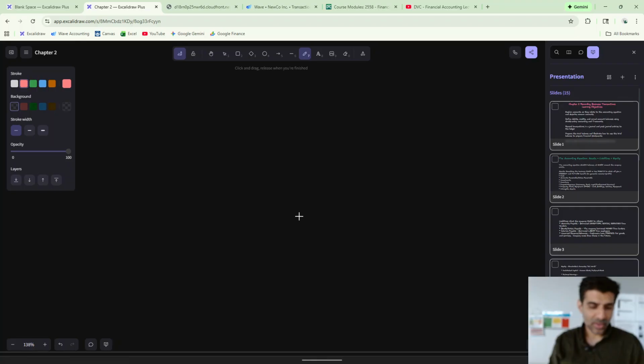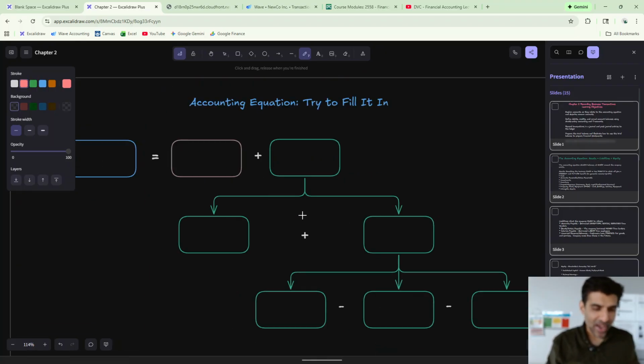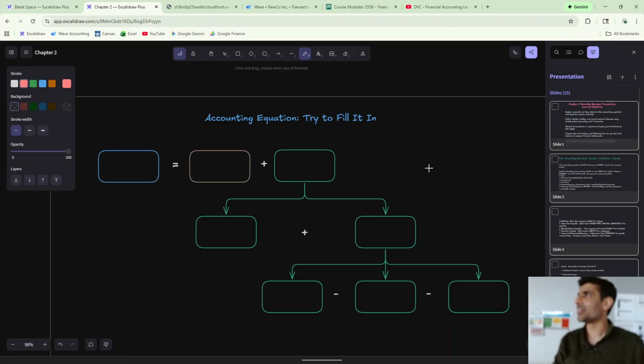Let's see if you can fill this out. Again, this is going to be on the quiz. We just went through it, so make sure you can do this. Go through the accounting equation at the top, fill out the first part, what equals what plus what, and then what this is broken out into, all the different components. Just make sure you can do this.